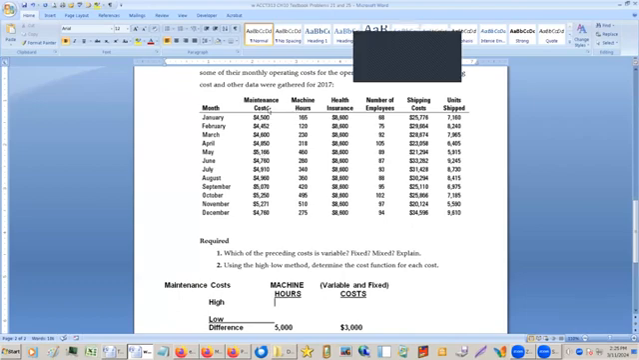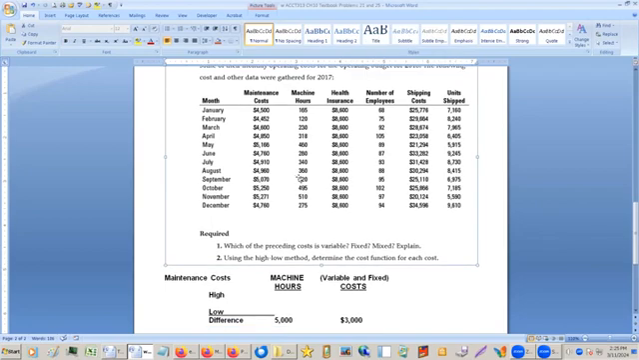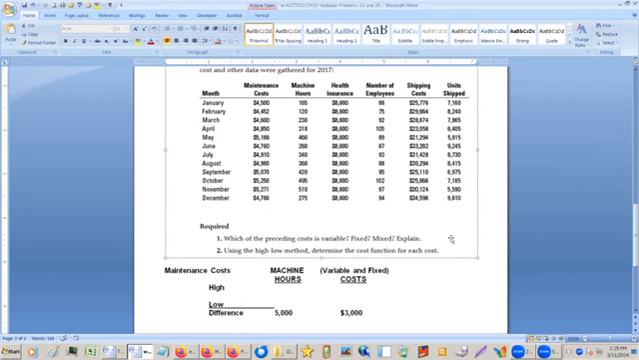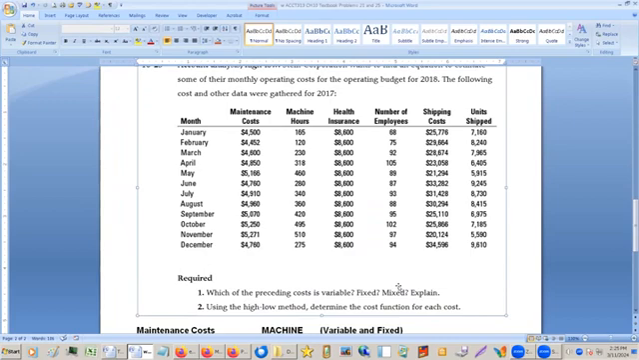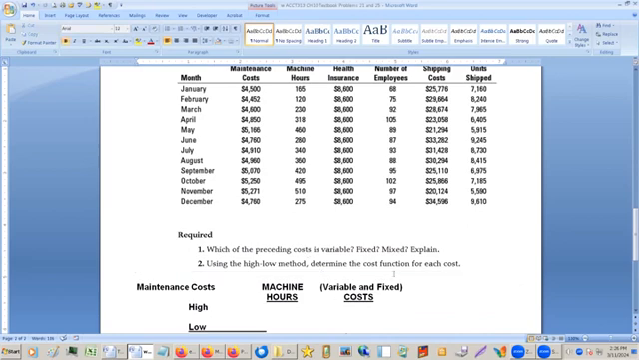Okay, so for maintenance costs, we have these machine hours. So which of the machine hours is the highest? I hope I didn't scare people. Which one is the highest for the machine hours? I think it's 510. Anyone get a different one? I don't think so. Okay, so this will be the high. The machine hours will be 510, and the cost that goes with that is 5,271.